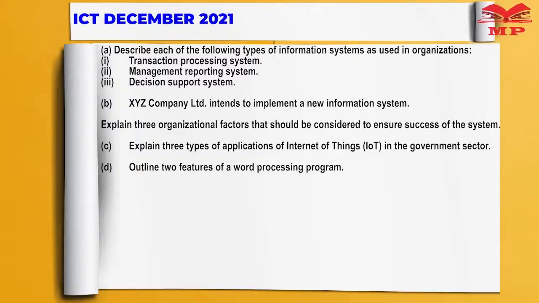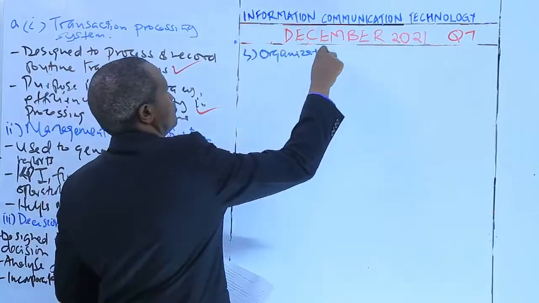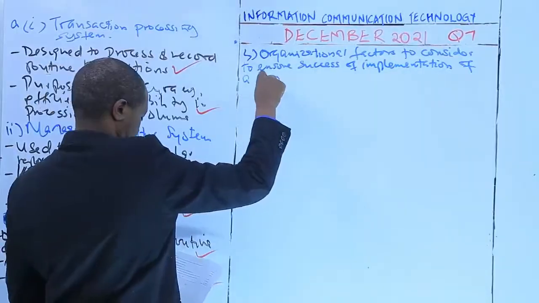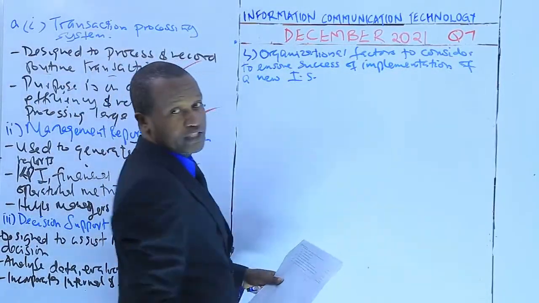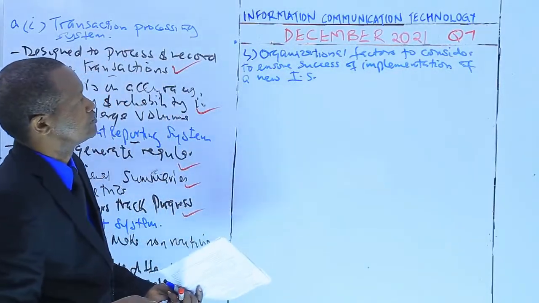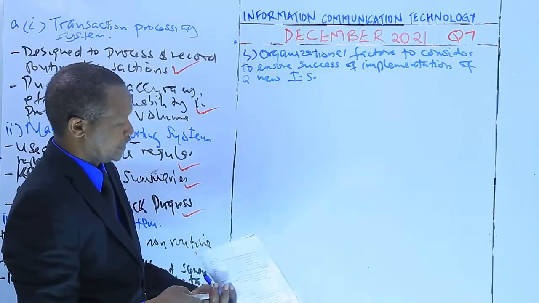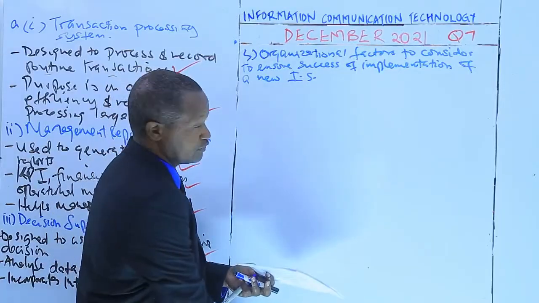Part B of the question reads, XYZ Company Limited intends to implement a new information system. Explain 3 organization factors that should be considered to ensure success of the system. Organizational factors to consider to ensure success of implementation of a new information system.